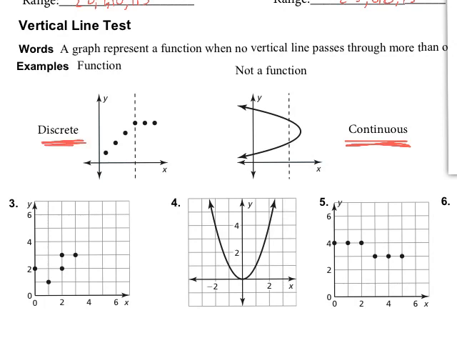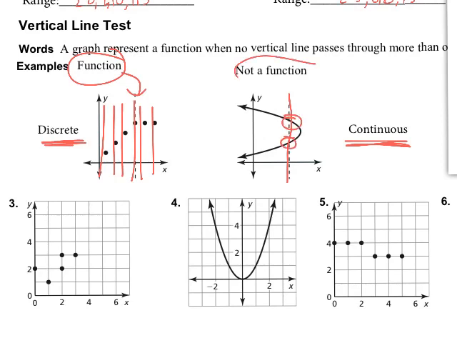You can see here on this first one, none of my vertical lines hit multiple points, so this one is a function. On the second graph, you can see that my vertical line hits the graph at 2 spots. When it hits the graph at 2 spots, that's how you know it is not a function. If all of your vertical lines hit exactly 1 point, that means every input has exactly 1 output. That is a function. For the second one, the continuous graph, our vertical line hits more than 1 point, which makes it not a function.